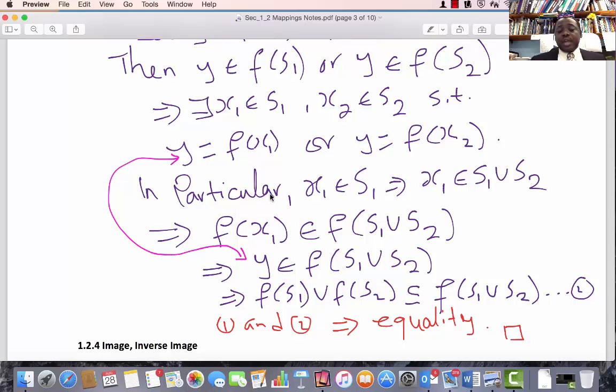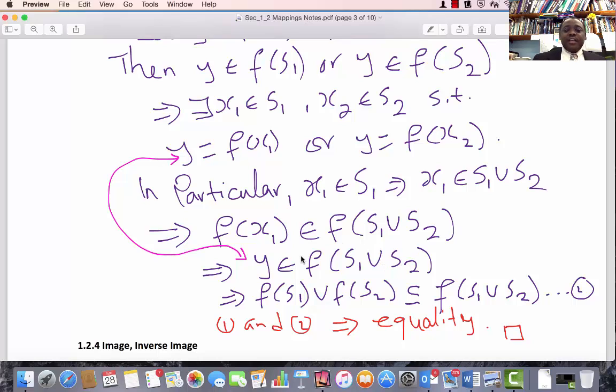So in particular, we have x1, an element of S1, implies that x1 is an element of S1 union S2. If I hit f on both sides, I end up with f of x1, an element of f of S1 union S2. But what is f of x1? f of x1 is y. So that simply means that y is an element of f of S1 union S2.